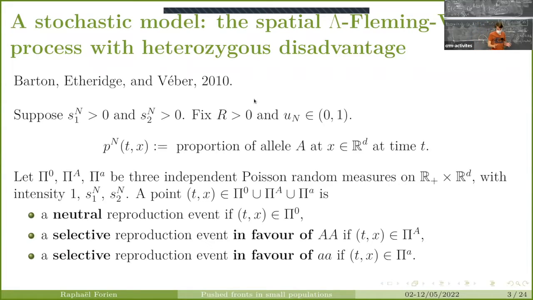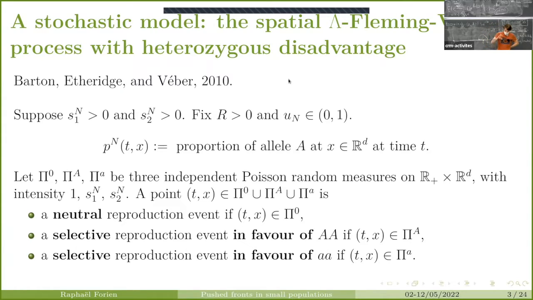The really complicated model uses the spatial Lambda-Fleming-Viot process framework that was introduced by Nick Barton, Alison Etheridge, and Amandine Véber. Here's how the model works. We fix the two selection coefficients, s1 and s2, a radius R, and a parameter u, which is between 0 and 1. We keep track of the proportion of capital A allele at each spatial location and at each time. A homozygous individual counts for 1, and a heterozygous individual counts for 1/2 for the proportion of capital A allele.